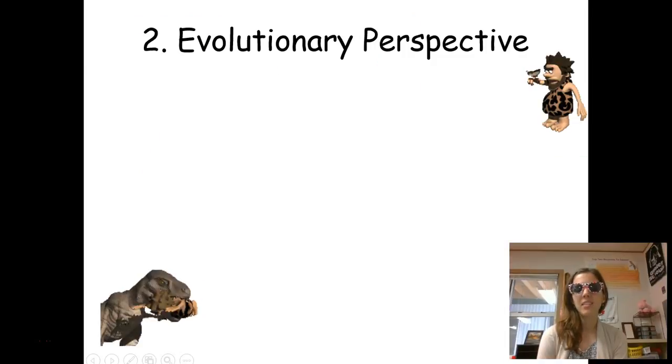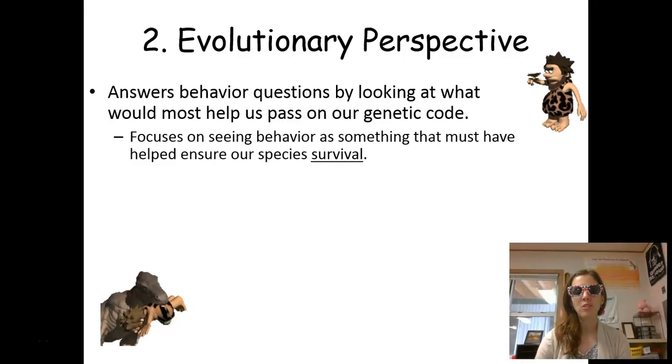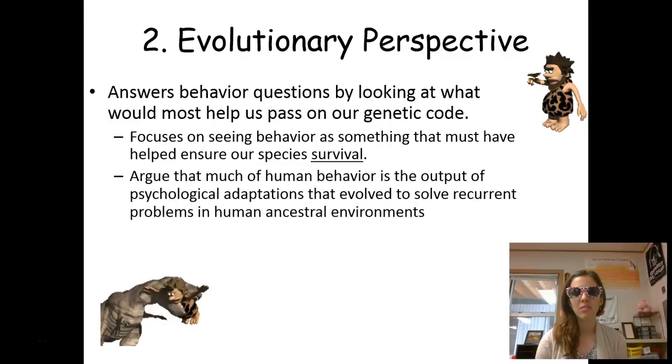The second lens is the evolutionary perspective, and this perspective deals with what we as humans pass down in our genetic code that helps us survive. So we will look at a behavior and evaluate it based upon how this behavior is helping us survive as a species, or how it ensures that we're able to reproduce so that we can continue our species.